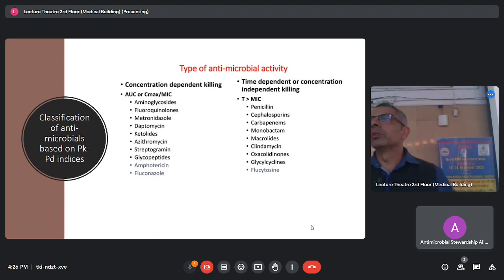Time dependent killing. So if it is time dependent killing, rate of infusion can be increased. Now my question was, what if you are increasing the concentration also? Is it going to harm the patient? Or is it going to lead to development of resistance? Or is it not going to have any effect but can lead to better treatment outcomes? Remember, we are talking about time dependent killing with meropenem.